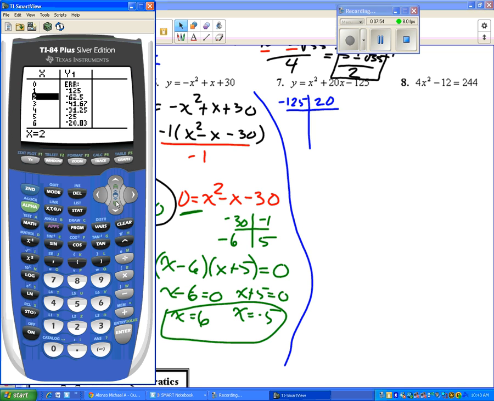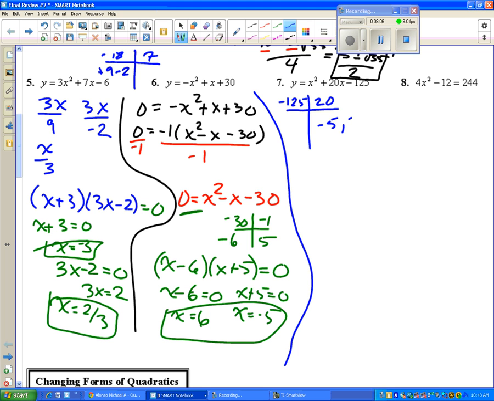1 and 125 won't work. 2, 3, and 4 don't work. 5 and negative 25. I want this to be a negative 125 and a positive 20. So it's going to be a negative 5 and a positive 25. And that's going to be my factors. So then I'm going to have x minus 5 times x plus 25 is equal to 0.